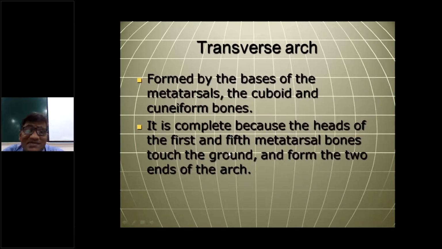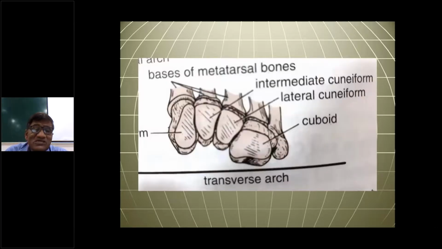Now this arch is complete because the ends touch the ground. What are the ends here? The heads of the first metatarsal and the fifth metatarsal bones. They touch the ground and form the two ends of the arch. So if you see now, the head of the first metatarsal touches the ground, and the head of the fifth metatarsal also touches the ground. So since both ends touch, it is said to be a complete one. And the first and fifth metatarsals can be said to be the ends.